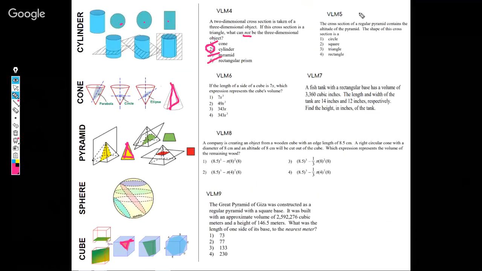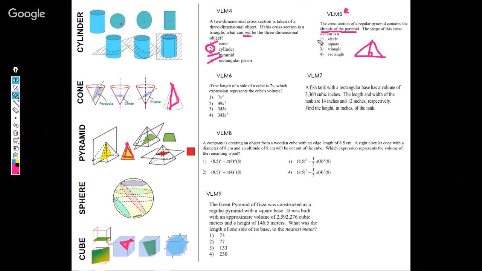Let's go to number 5 right here. The cross-section of a regular pyramid contains the altitude of the pyramid. All that means is it goes straight up and down. So if we have our pyramid here and we cut straight up and down to get a right angle, what can we get? Who's got an idea?